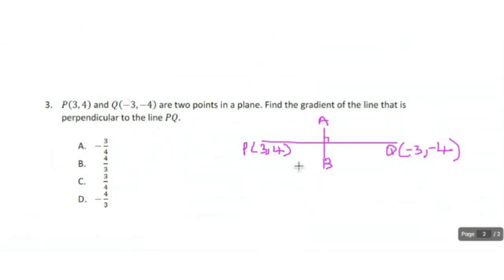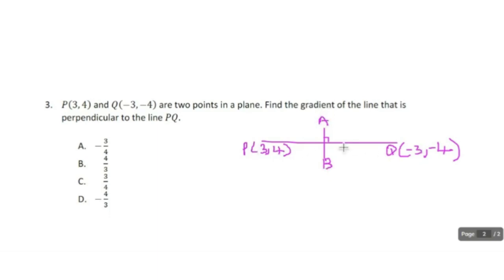Okay, very well. So we'll be looking at another question that deals with condition for perpendicularity. It says P with coordinates (3, 4) and Q with coordinates (-3, -4) are 2 points in a plane. So we represented them here, PQ. Find the gradient of the line that is perpendicular to the line PQ. So there's another line. In this case, I've labeled it AB that is perpendicular to PQ.